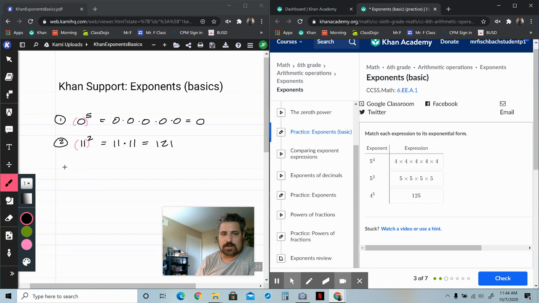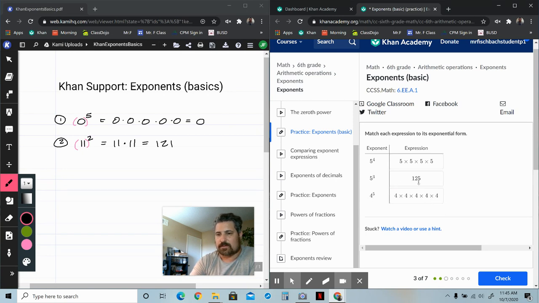For the next one, it says match each expression to its exponential form. When you're looking at the different ones here, I think it's better just to talk about it over here. 5 to the 4th means 5 times itself 4 times. So this one is the 5 to the 4th. 5 to the 3rd means 5 times itself 3 times. Well, that's not obviously 4 times itself 5 times. That would be 4 to the 5th. So that goes down here.